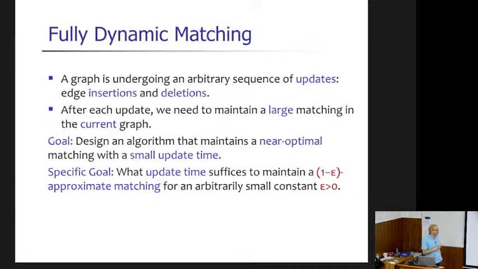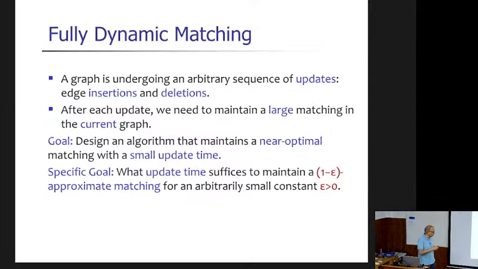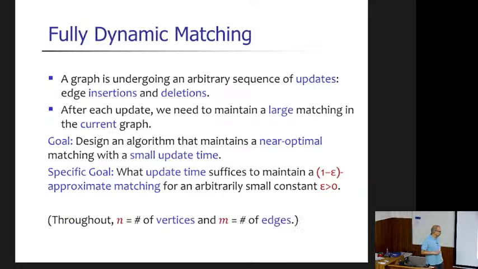The specific goal that we would be interested in would be to maintain a 1 minus epsilon approximate matching, where you can think of epsilon as an arbitrarily small constant which is tending to 0. So we want to come as close to optimality as possible, and we want to understand what's the update time needed to achieve this goal of maintaining a very close to optimal matching. Okay. Throughout the talk, I'm going to use the convention that n will always be the number of vertices and m will denote the number of edges.